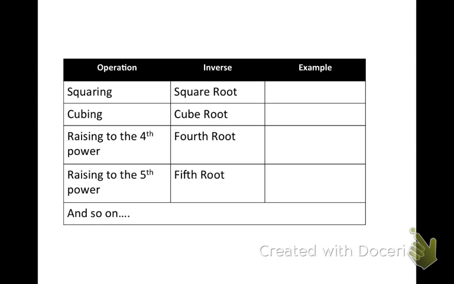The inverse operation of cubing something would be to take the cube root. The inverse of raising something to the 4th power is the 4th root. And the inverse of raising something to the 5th power would take the 5th root. And so on. Inverse of taking something to the 6th power would be taking the 6th root. 7th power, 7th root, 8th root, 9th root, 10th root, 12th, however many we want it to go to.